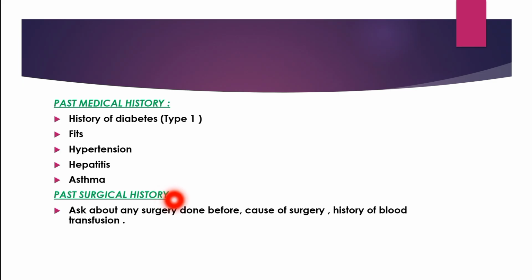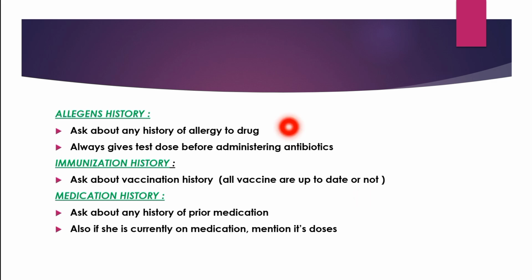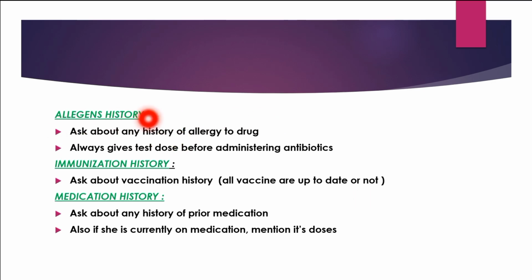And in past surgical history, ask about any surgery done before, the cause of the surgery, and any history of blood transfusion. Next is the allergic history. An allergic history asks about any history of allergy to a drug, and I'll note that you should always give a test dose before administering an antibiotic for the first time.